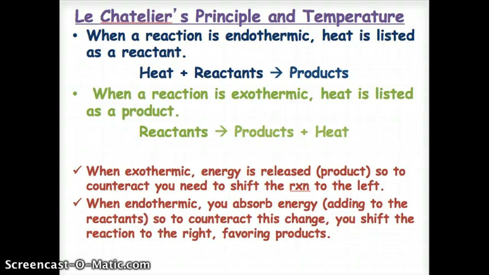Now in red it says when exothermic, energy is being released. Okay, so energy is being released and is found on the product side. To counteract this change, you must absorb energy. Therefore, the equilibrium reaction will be shifted to the left side, so the reactants will be favored. So anytime a reaction is exothermic, the chemical equation will shift to the left.